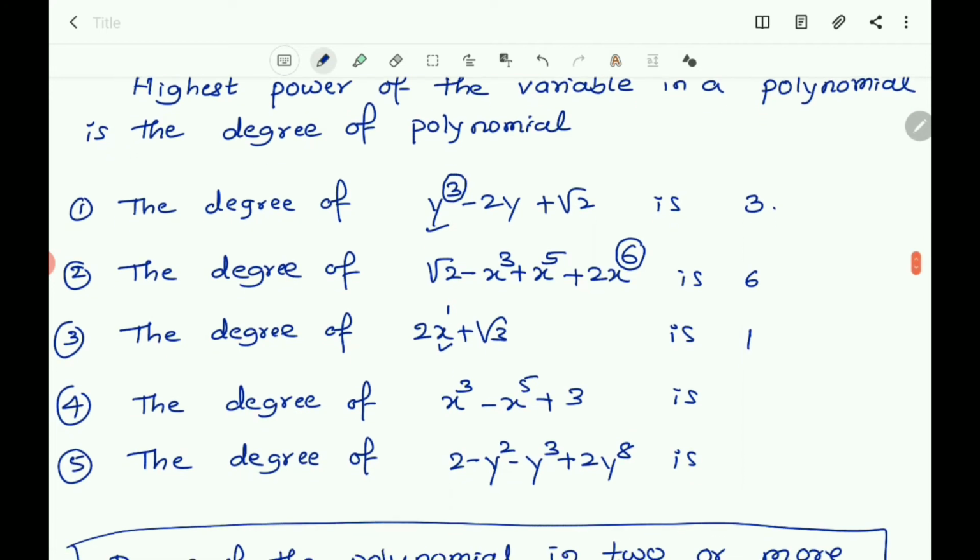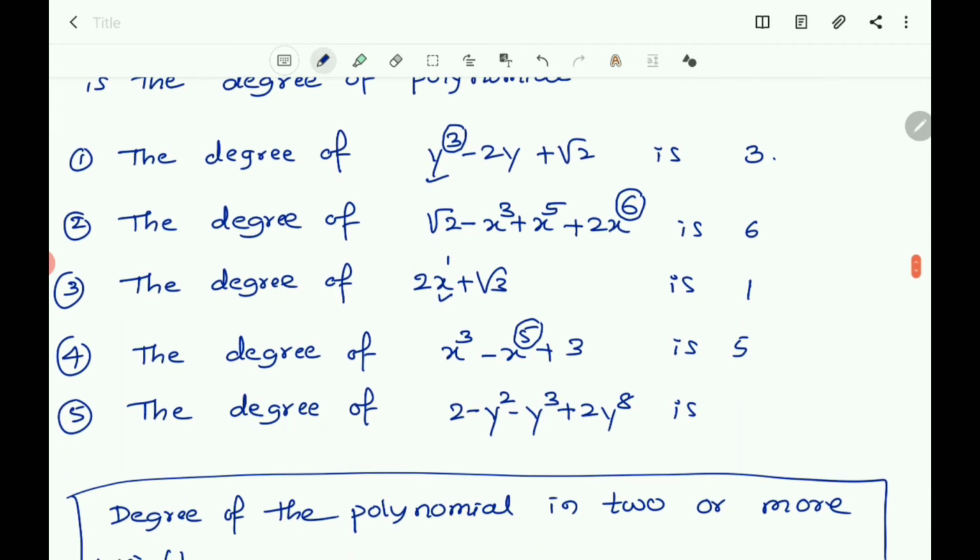Next, the degree of x³ - x⁵ + 3. See the highest power here. What is the highest power of this polynomial? That is 5. So the degree of this polynomial is 5. So the degree of x³ - x⁵ + 3 is 5.